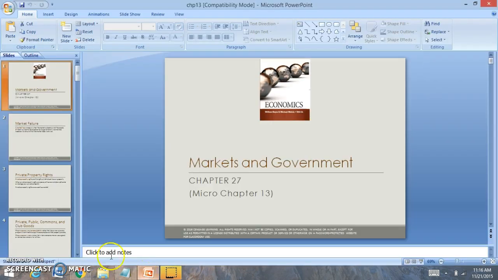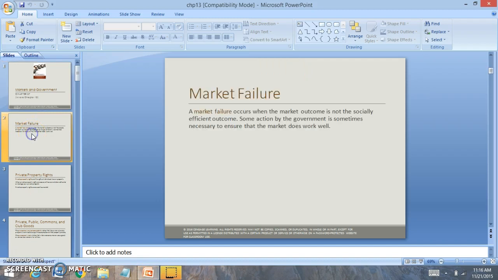For this week, we're going to look at the role of markets and the government. The government is focused on providing efficient outcomes in our economy. If we look at market failure, a market failure occurs when it's not a socially efficient outcome. Examples of where markets can fail are when you look at positive and negative externalities.